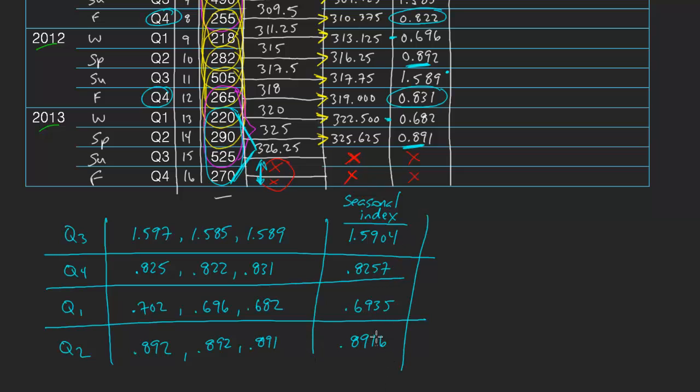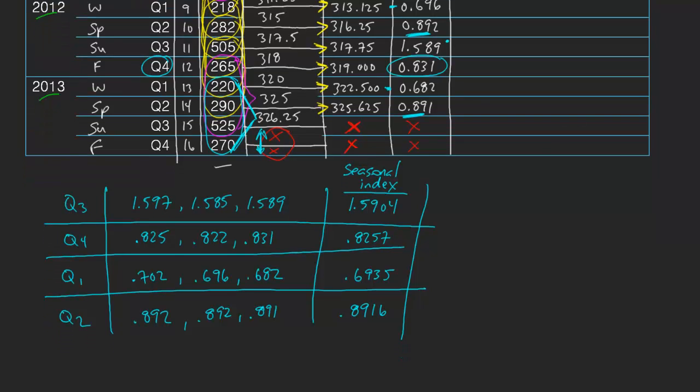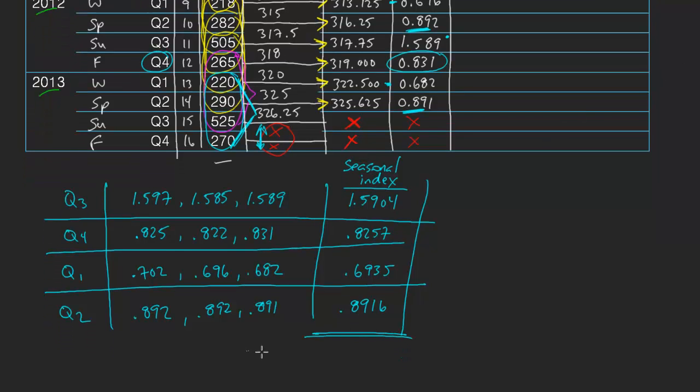There is, however, a check that you have to perform at this step, and you might lose a lot of marks if you don't perform this check. It's a simple check. It just means that we have to get the total. The total of these, if you add up 1.5904 and then add 0.8257 and so on, add all 4 of these numbers, it will come out to be 4.001.